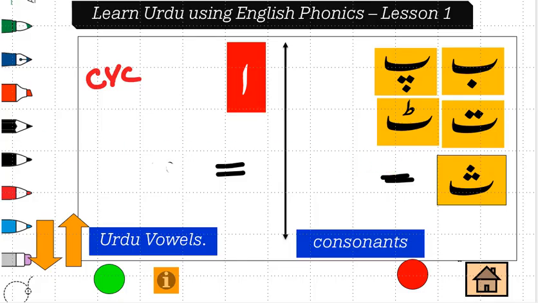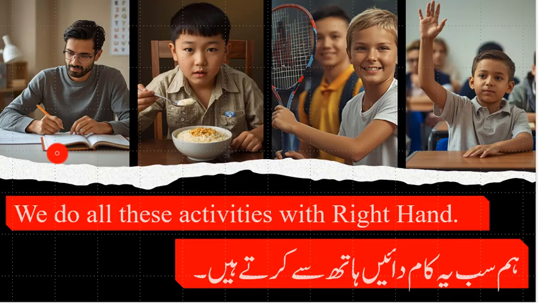One important thing: in Urdu we always start from the right, and not from the left. How can you remember this? You can remember it because we write with the right hand. Most of us, almost 95, 96, 97%, eat with the right hand, play tennis with the right hand, and even if we have to ask a question, we ask with the right hand. So this is my writing. We do all these activities with the right hand, so we start from the right.